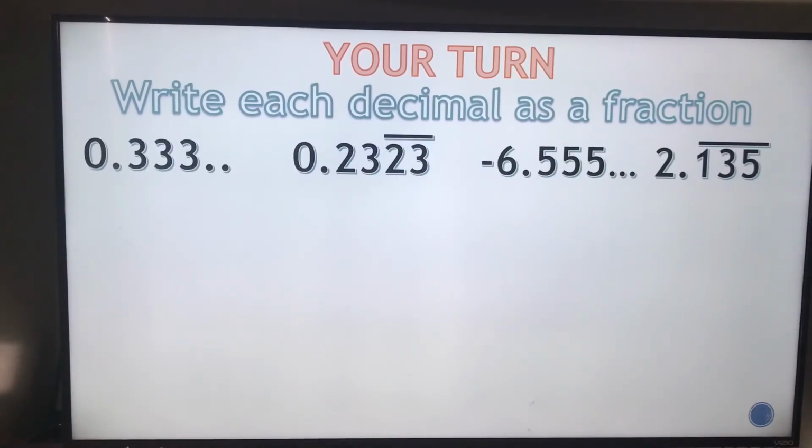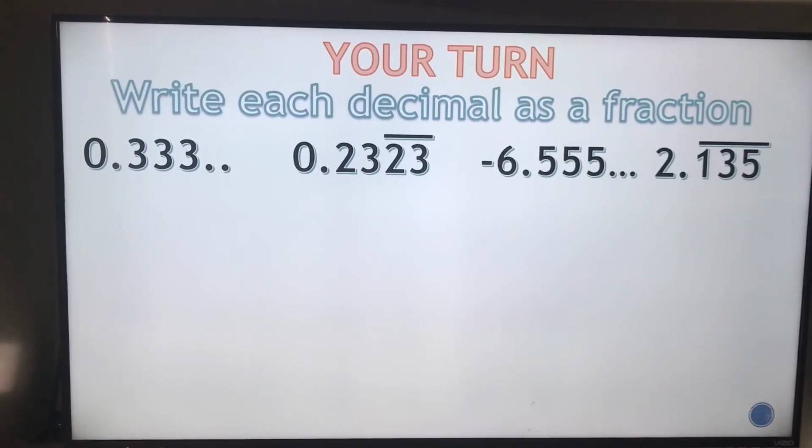So let's take a look now at our repeating decimals. Pause the video and try these 4 on your own. Okay, let's see how you did.